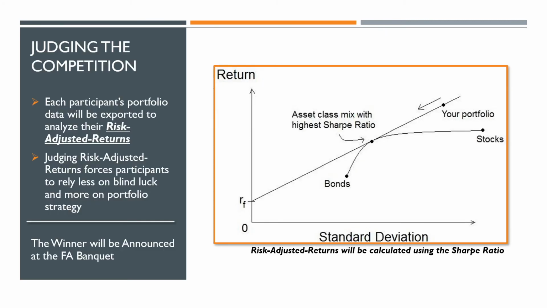Now, when we judge the competition, we're going to judge it using something called risk-adjusted returns. Risk-adjusted returns, specifically the Sharpe ratio in this instance, demonstrated in the graphic on the right, will allow participants to rely less on luck and more on portfolio strategy, meaning that someone who may have gotten extremely lucky with some very, very risky options plays or something similar will have their returns weighted significantly less than someone who has consistently high returns using less risky assets.